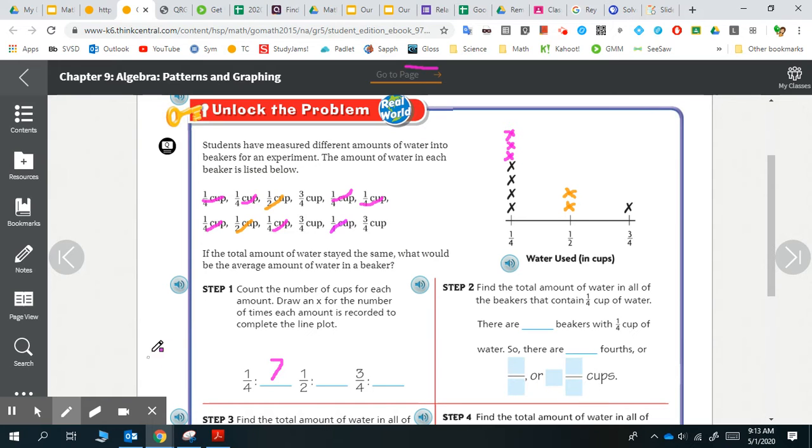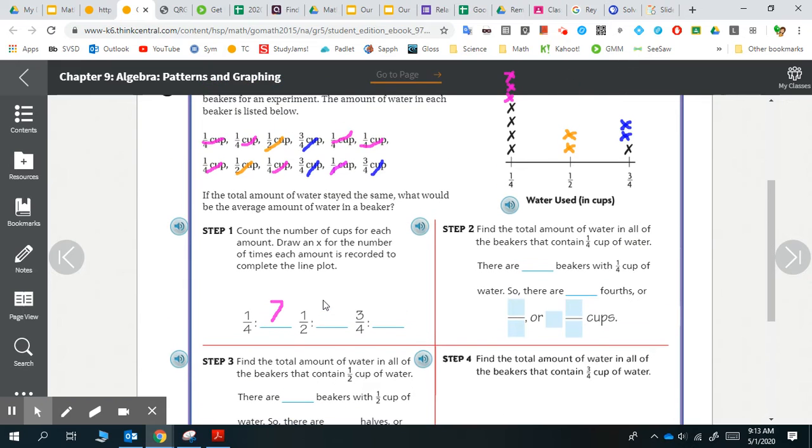Okay. And then our final fractional amount of water is our 3/4 cup. Now they've already done one for us, so we're going to need 2 more. Okay. So our line plot is complete. And what we're going to record here, just to show each individual step, is that we would have 2 half cups and we would have 3 of the 3/4 cups.